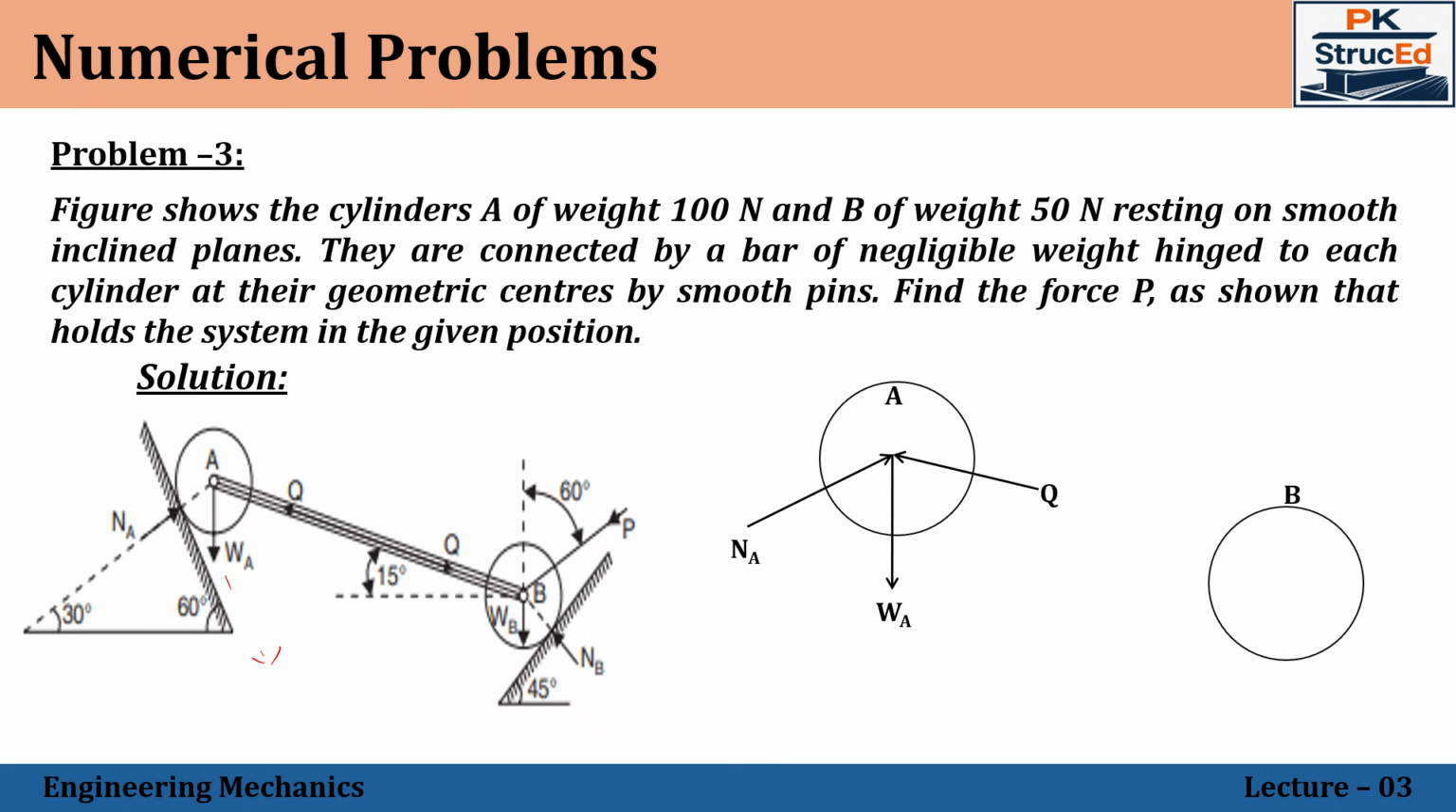Let us move to the free body diagram of B, in which the weight will be acting vertically downwards, and then we have the reaction from the surface, let it be NB, and then the compressive force developed from the bar, Q, and the externally applied force P, which makes an angle of 60 degrees with respect to the vertical. Okay, so the free body diagrams are known. We can just apply the equilibrium equations to solve for the unknown P.